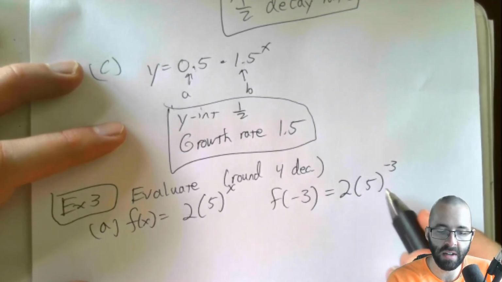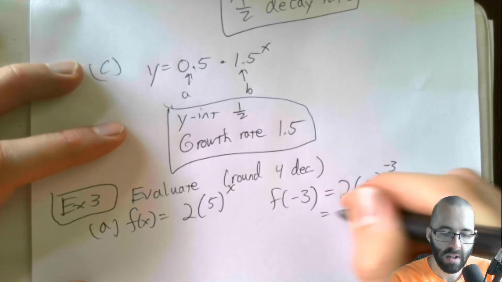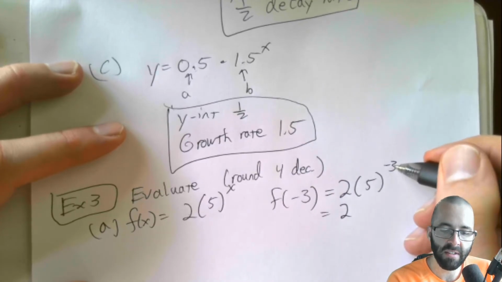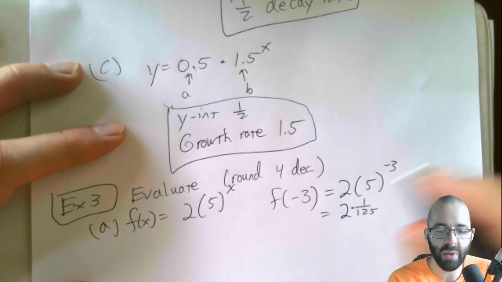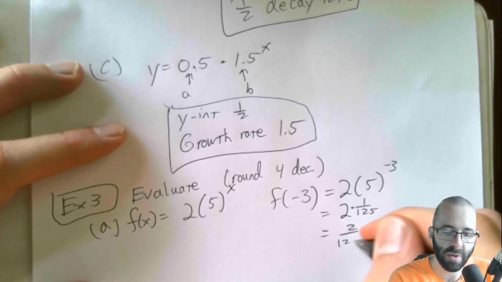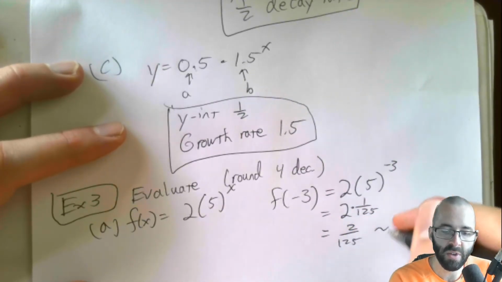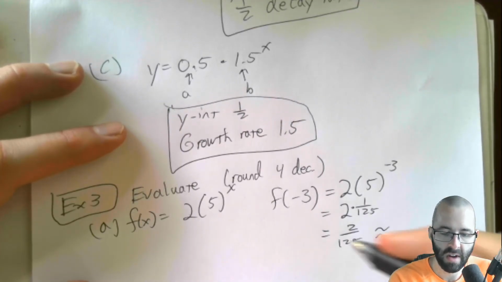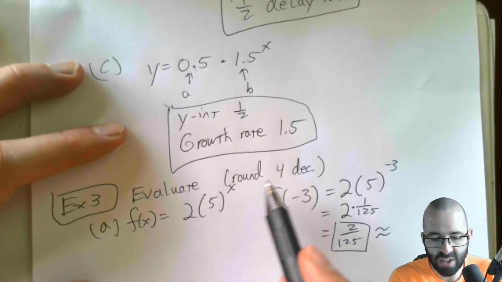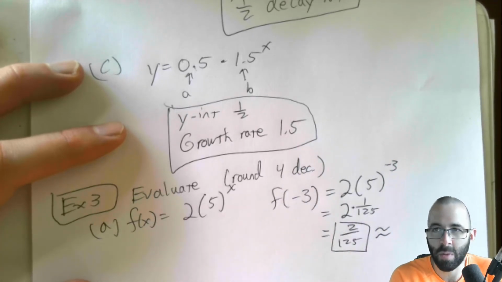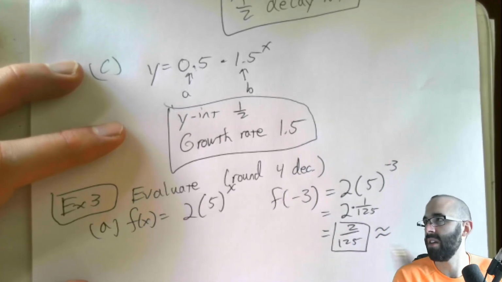So you have to be very careful with your order of operations here. Plug in -3. As you plug in, 5 to the -3 is 1/5 cubed, which is 1/125. And now we can multiply them. You get 2/125. Or if you wanted, you could approximate that. The full question says to round to 4 decimals where appropriate or something like that. I'll accept either here.